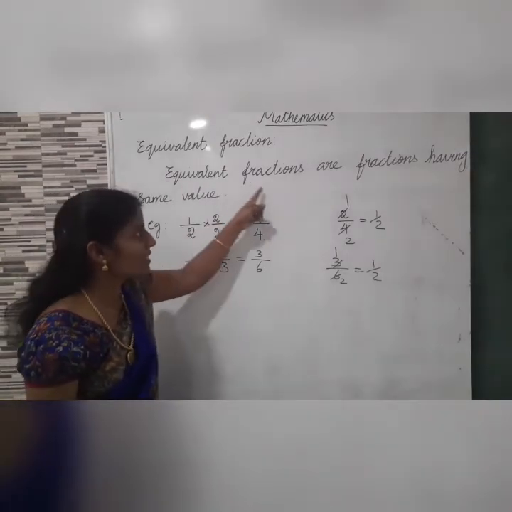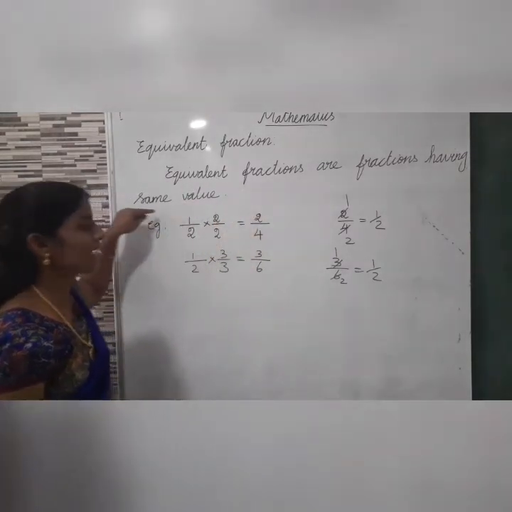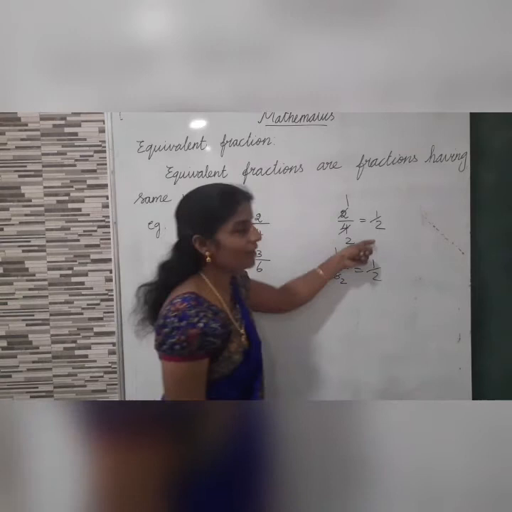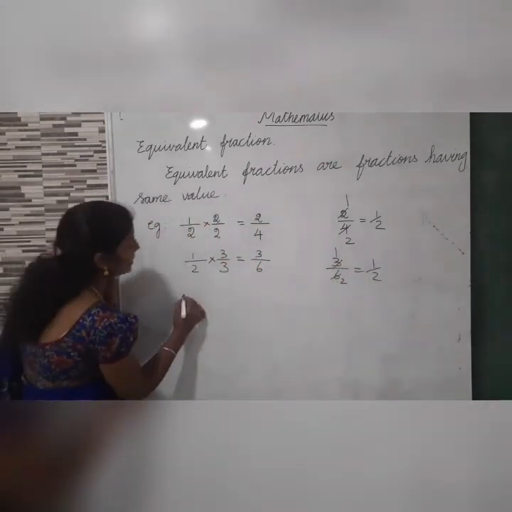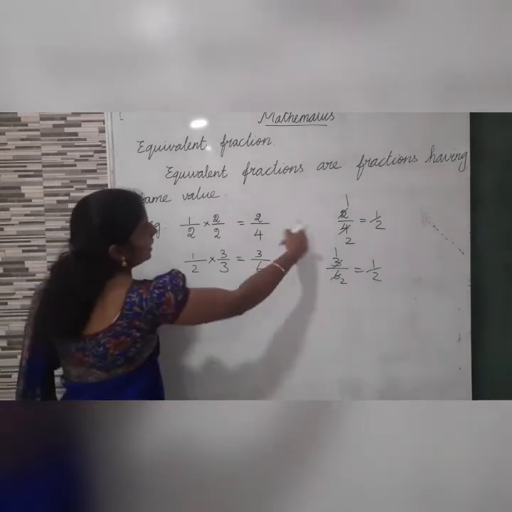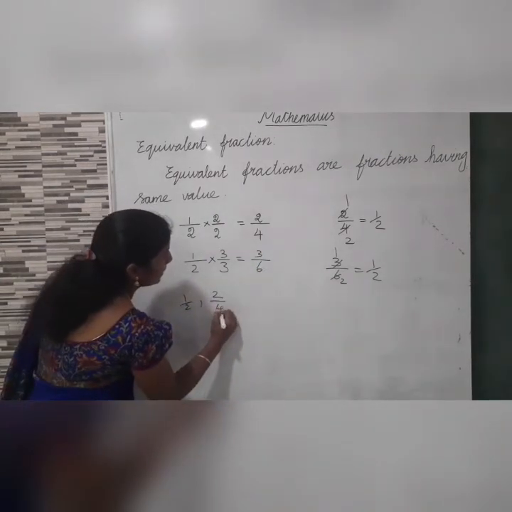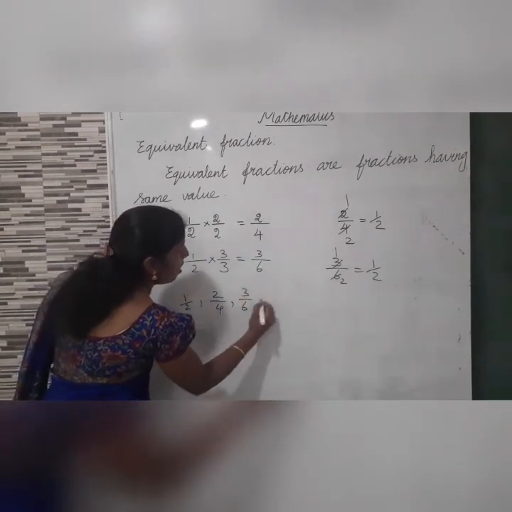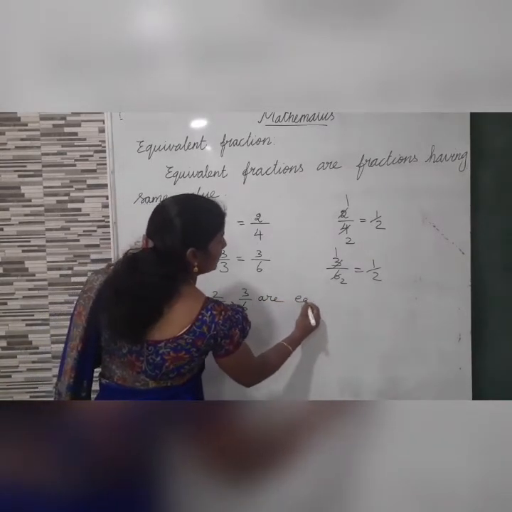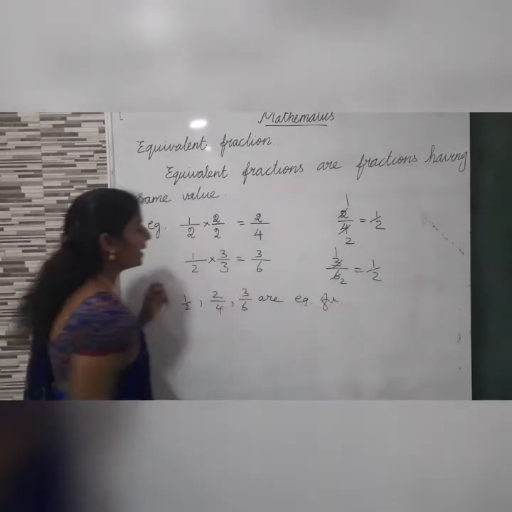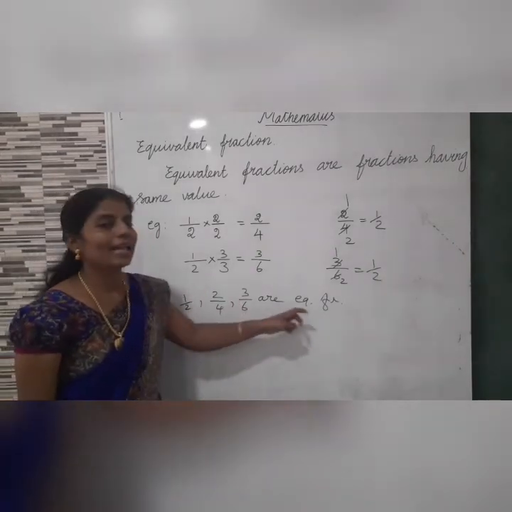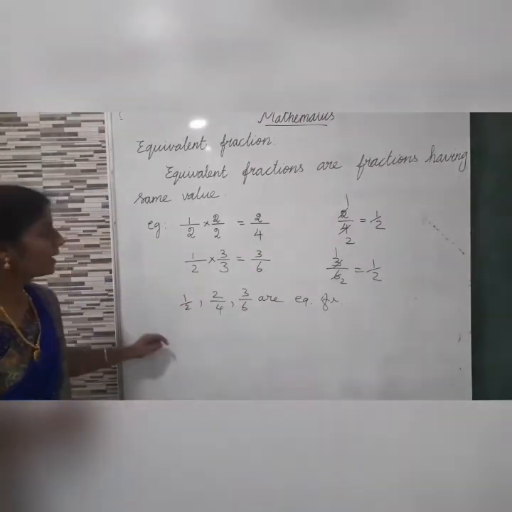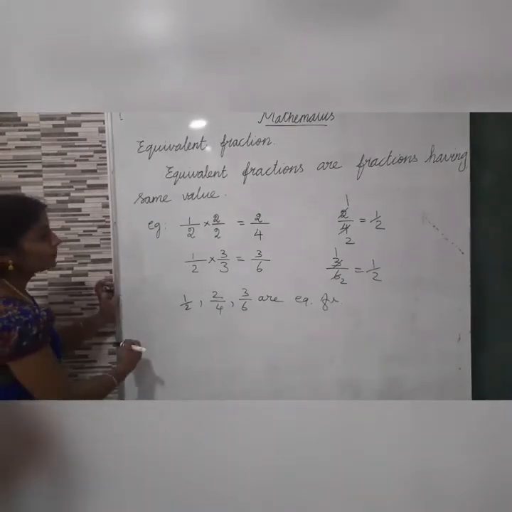Equivalent fractions are fractions having the same value. Did you get the same value? So these fractions are equivalent fractions. Now we can write 1 by 2, 2 by 4, and 3 by 6 are the equivalent fractions. Can you write another example?